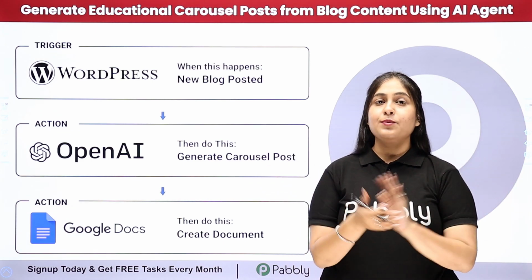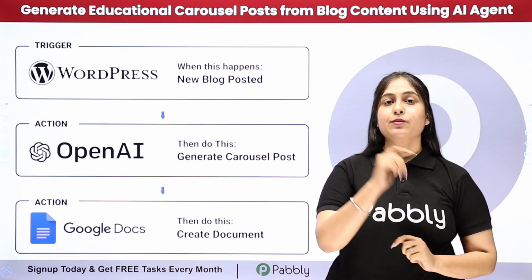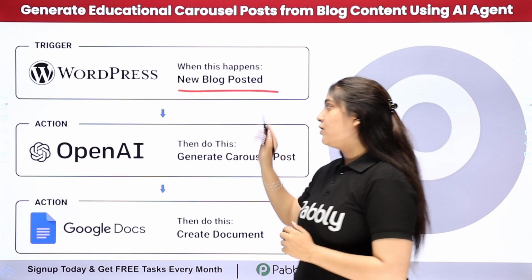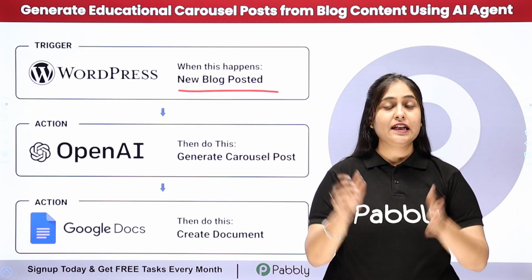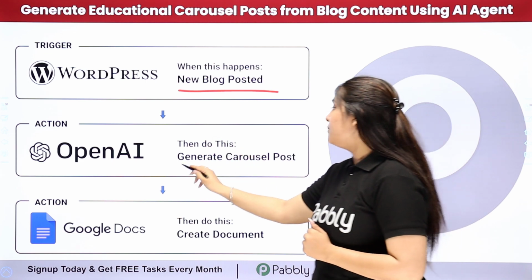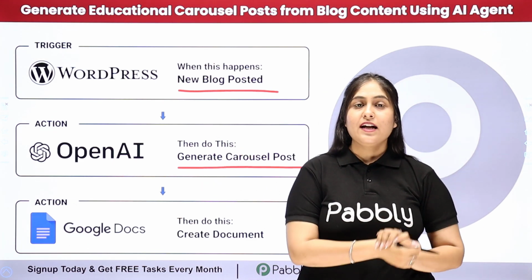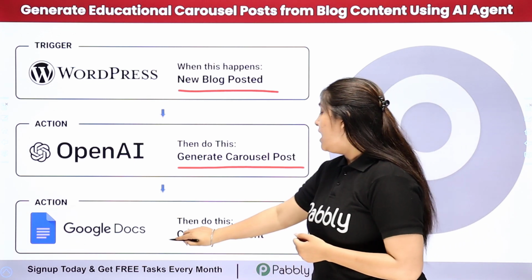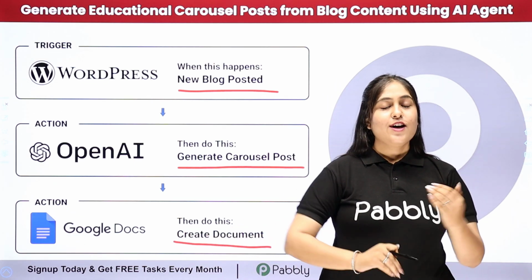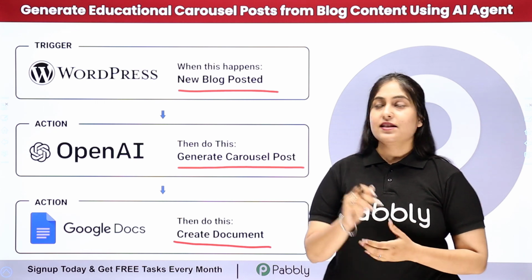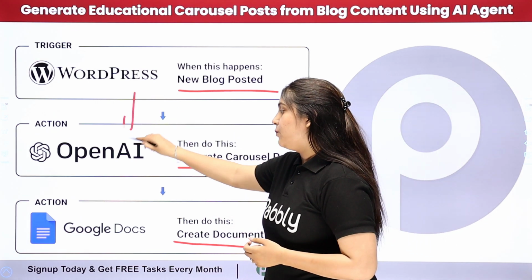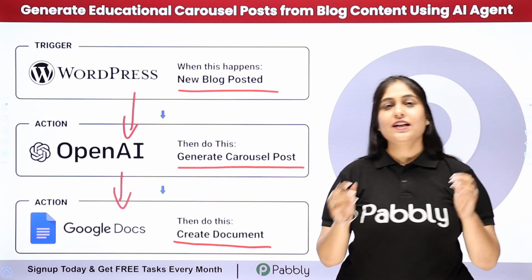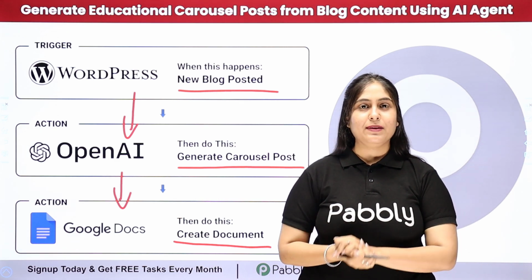So as a blogger, my objective is that whenever I'm going to create a new blog post on my WordPress account, then automatically OpenAI should generate the carousel post ideas from that blog. And after generating the idea, automatically that should be saved as a new document in my Google Docs account. So now here to automate the entire process, I need to connect my WordPress with OpenAI and Google Docs using an automation software named as Pabbly Connect.